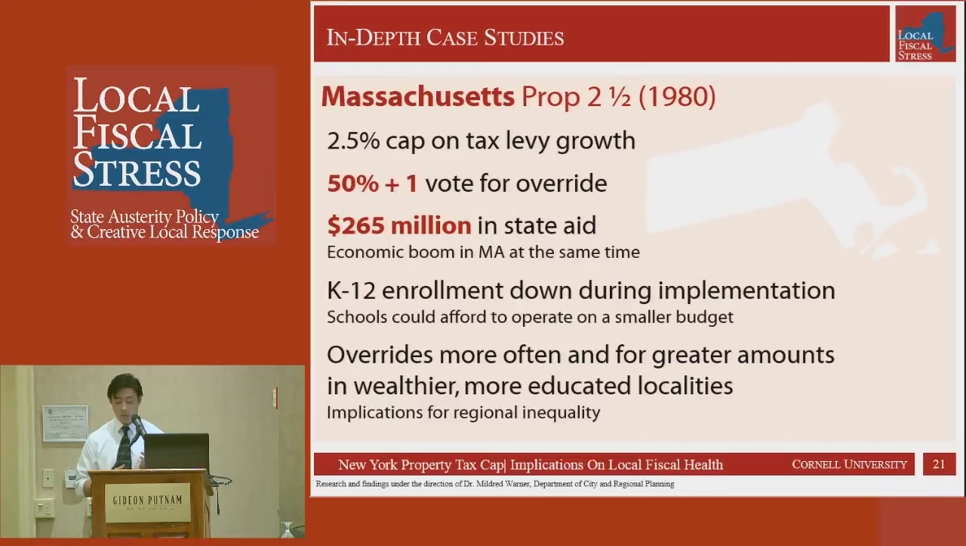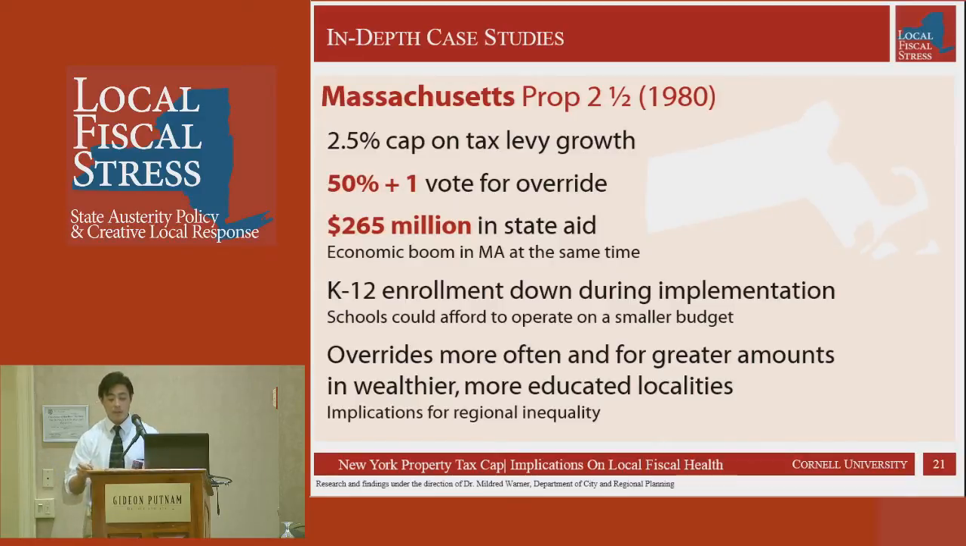Proposition 2.5 was also adopted at an opportune time, when Massachusetts was experiencing rapid economic growth and K-12 enrollment was also dropping, which meant that schools could afford to operate under a smaller budget. The proposition itself does not require the state to offset local tax losses, but after much heated debate with local government, the legislature increased state aid by $265 million in the first fiscal year.